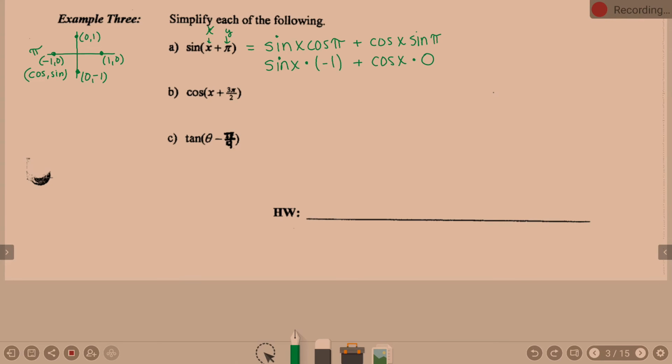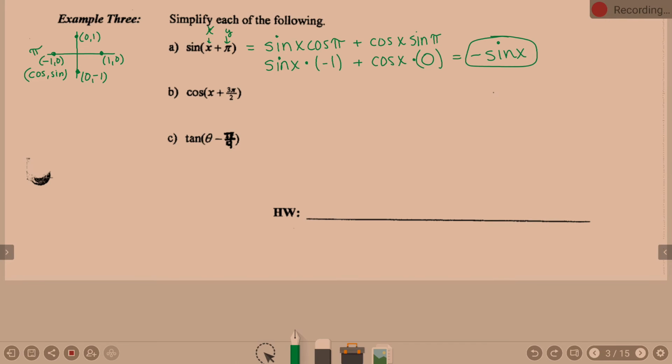Well, clean this up. What do we get? Negative sine of x. Sine of x times -1 is just negative sine x. What's cosine of x times 0? 0. So this just cleans up to be negative sine of x. Should we put parentheses around that x? I would say you don't have to put parentheses around this x because it's just one term, one piece.